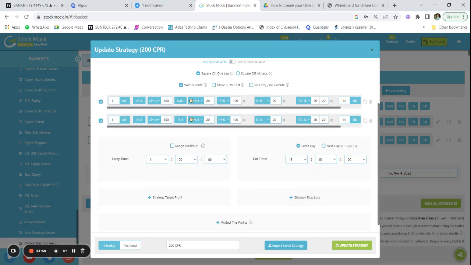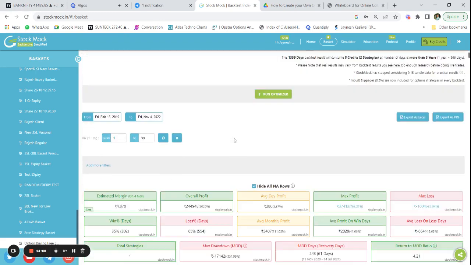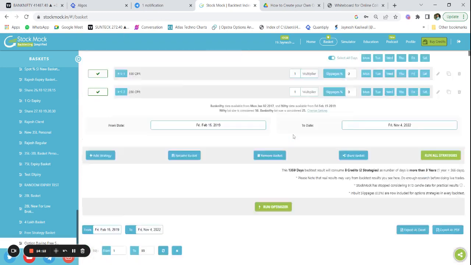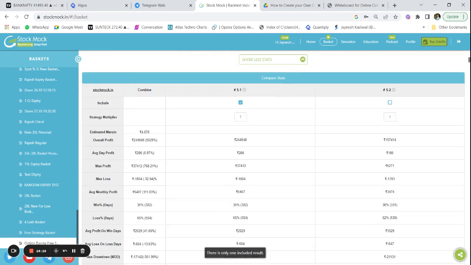And this is basically a similar system, but we have changed the timing, added the target and changed the stop losses. So if we run the systems together, let's check the backtest result of system number 2 here, S2.